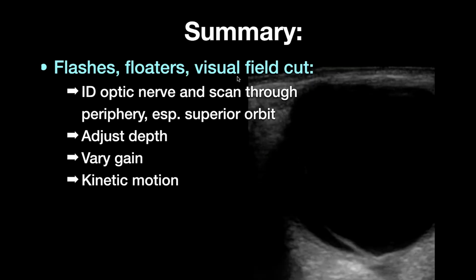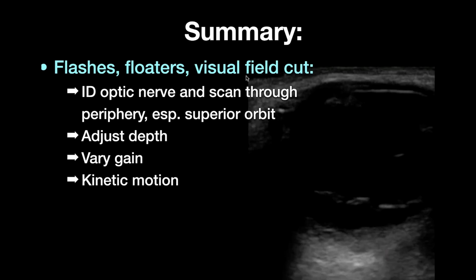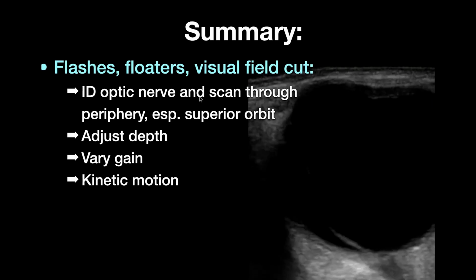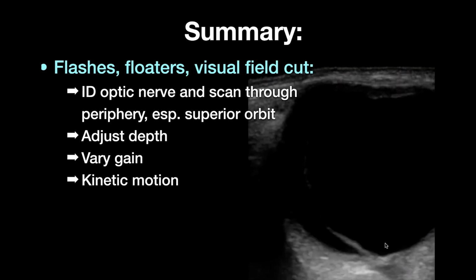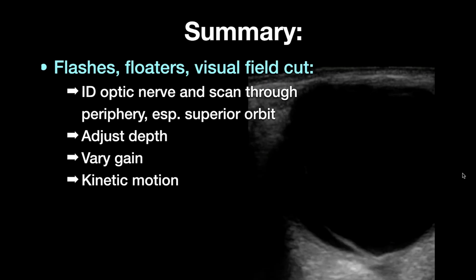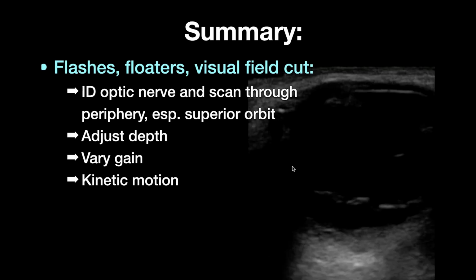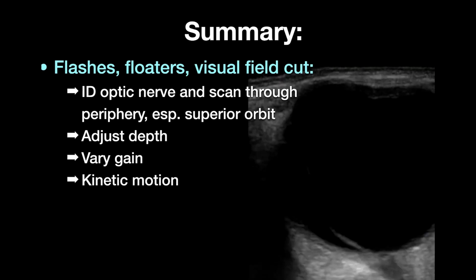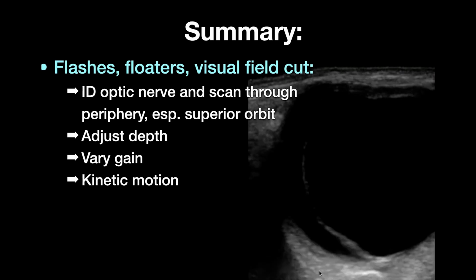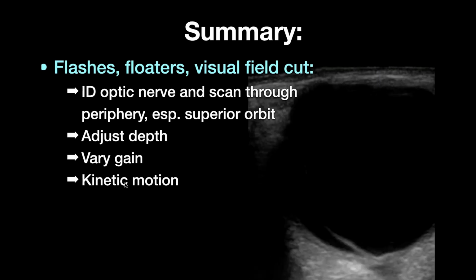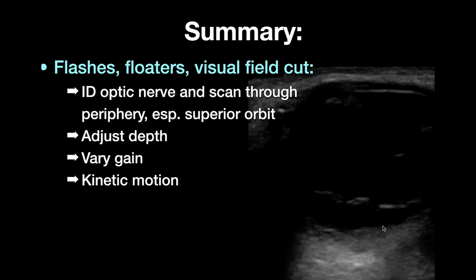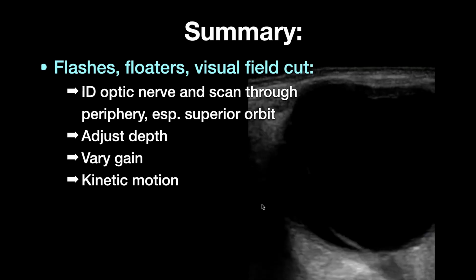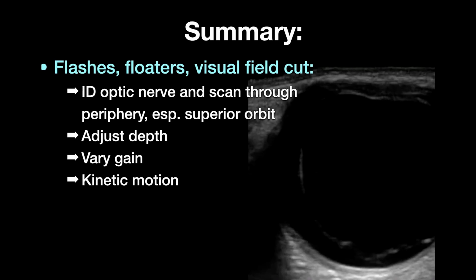So in summary, flashes, floaters, and visual field cuts should prompt you to go ahead and grab your ultrasound and take a look at these patients. Try to identify the optic nerve and scan through as much of the periphery as you can, particularly the superior orbit. You want to make sure that you're adjusting the depth and the gain while you're doing that scan for better sensitivity and specificity. And also don't forget your kinetic motion as one of your possible special views in order to better differentiate retinal detachments, vitreous hemorrhages, and things like that.